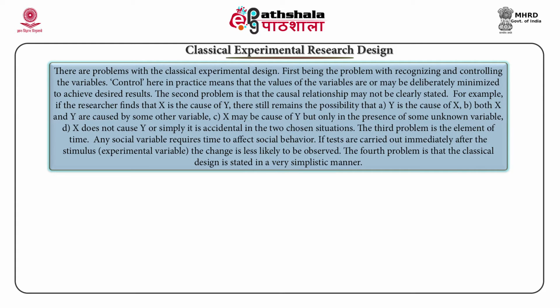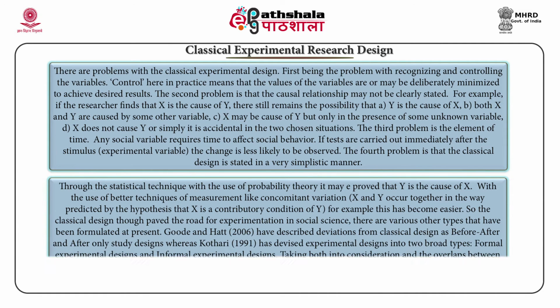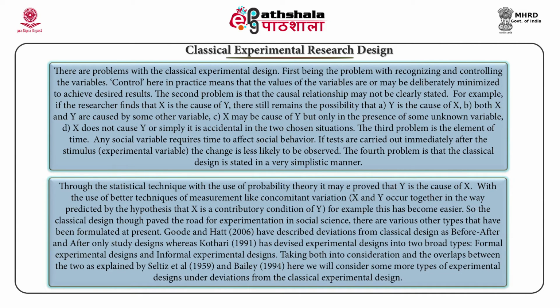The fourth problem is that the classical design is stated in a very simplistic manner. It is stated in a quantitative form. Through statistical techniques with the use of probability theory, it may be proved that X is the cause of Y. With the use of better techniques of measurement, like concomitant variation for example, this may become easier.